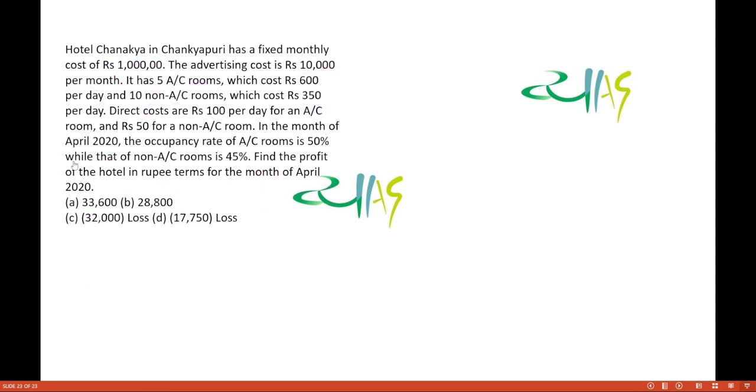Now what this question is saying is that we have this fixed monthly cost. The fixed monthly cost of the hotel in Chanakyapuri, what is it? I think it is 1 lakh rupees.